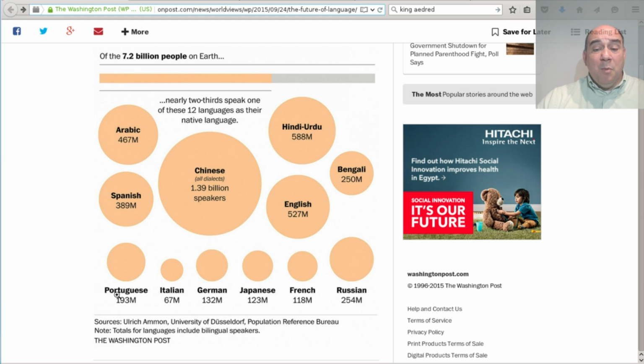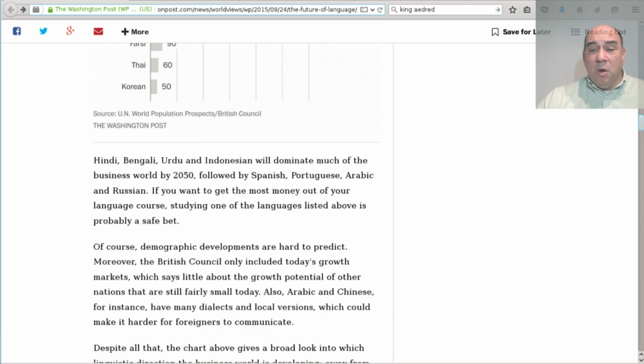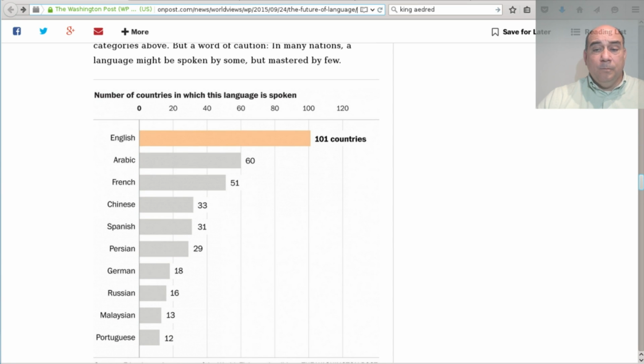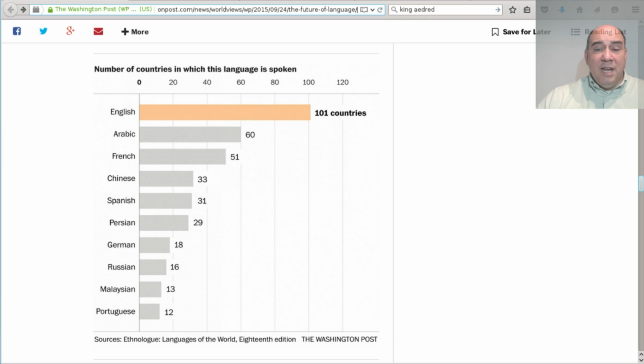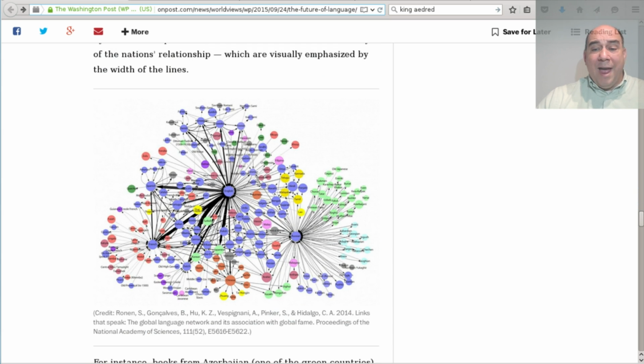So all of these smaller languages, and we'll zip down here to take a picture of some of these smaller languages, are not being spoken. You'll see English is spoken in 101 countries. English is spoken in many different places. Anyway, they have this great little graph here that shows all the major and minor languages. And so you may want to go just take a peek at the article just to go look at that.